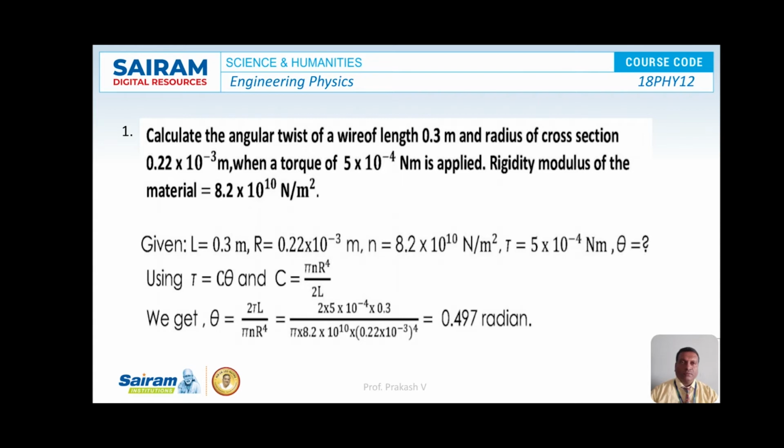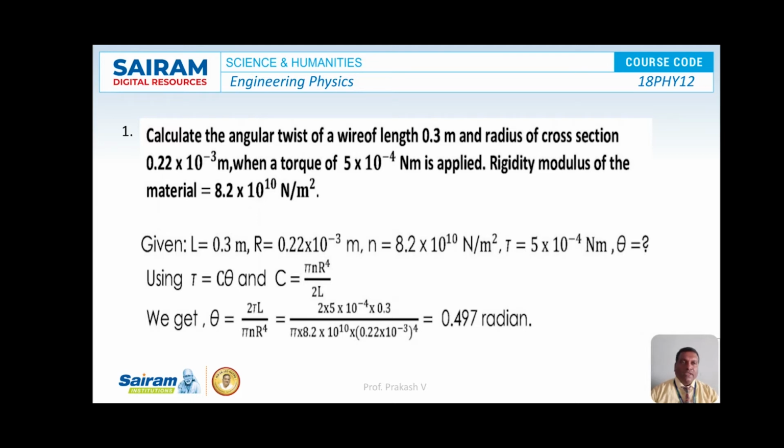So according to the formula, the angular twist, that is theta, is given by, so torque T is equal to C into theta. So the value of C is found to be pi n r to the power of 4 by 2L. Therefore, the value of theta is given by 2TL by pi n r to the power of 4. Now substitute the values of T, L, n and r to the power of 4 here, that is 2 into 5 into 10 to the power of minus 4 into 0.3 divided by pi into 8.2 into 10 to the power of 10 into 0.22 into 10 to the power of minus 3 whole to the power of 4.